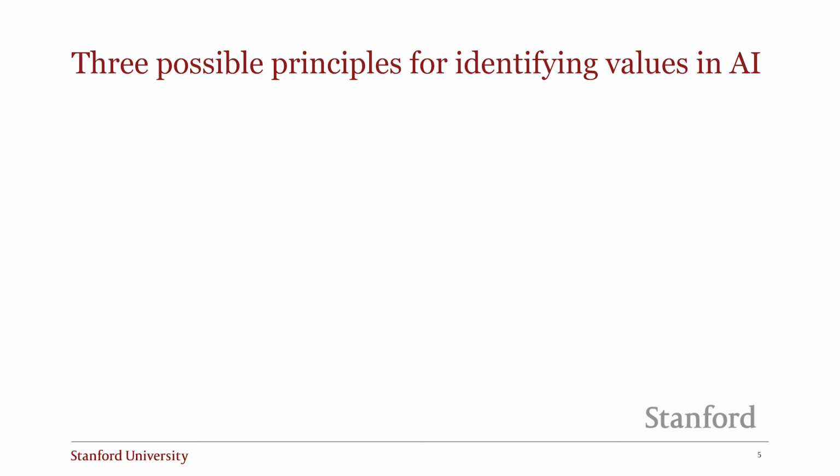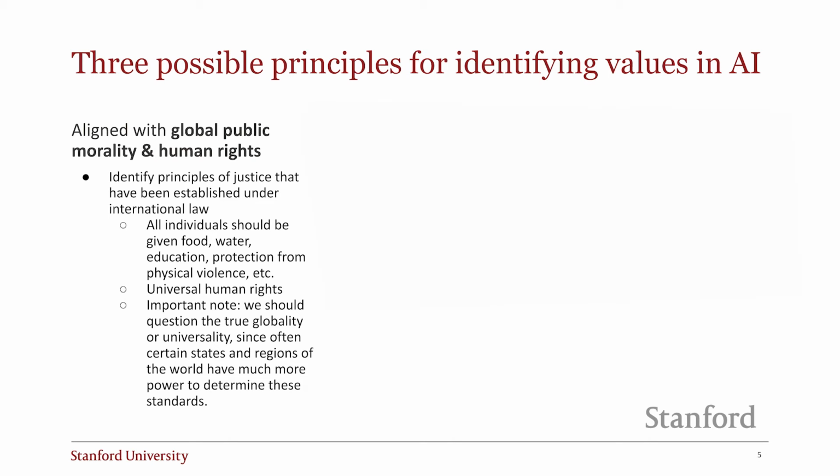Here, we'll share three possible frameworks rooted in philosophy and ethics you could draw on to better align AI models with values. The first principle is selecting values that are aligned with global public morality and previously codified human rights. Even though which values are important can vary among different communities, there are certain principles of justice that are supported by the majority of people. For example, basic human rights, such as the belief that all individuals should be given food, water, education, and protection from physical violence. Oftentimes, these have already been implemented into regulations by government organizations.